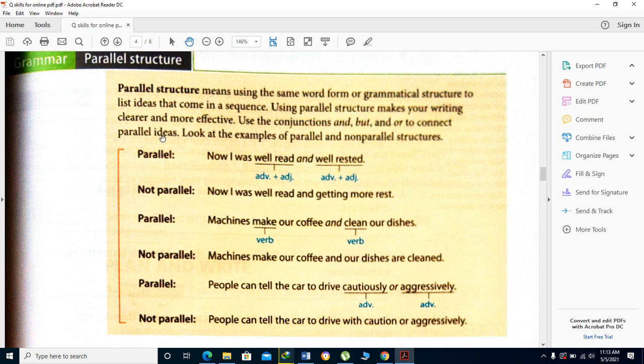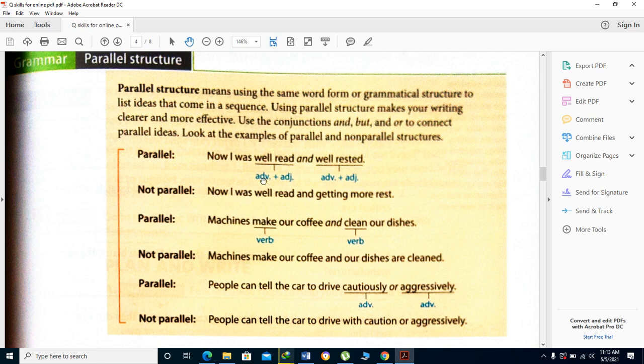If you have 2-3 ideas and you want to use them in one sentence, you will have to use these conjunctions to use a parallel structure. Look at the examples of parallel and non-parallel structures. So here we have parallel structures and non-parallel structures, and let's see which one is clearer and more effective.